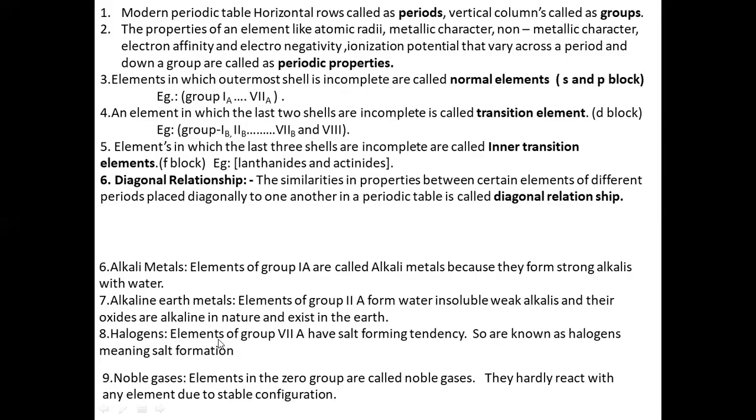Then noble gases. Elements in the zero group are called noble gases because they hardly react with any element due to their stable configuration. They are stable in their architecture, so they don't want to react with anyone. So they are known as noble gases, inert gases. These are the very basic things you have to remember.